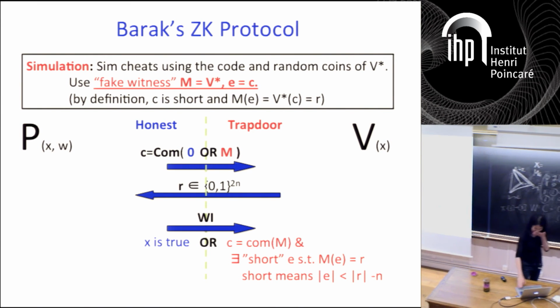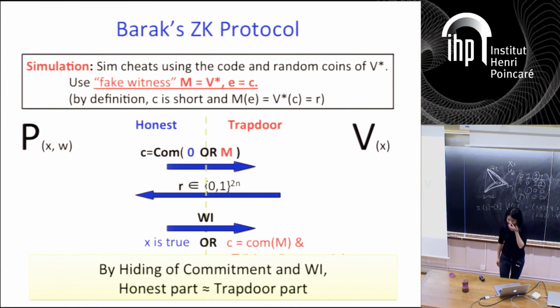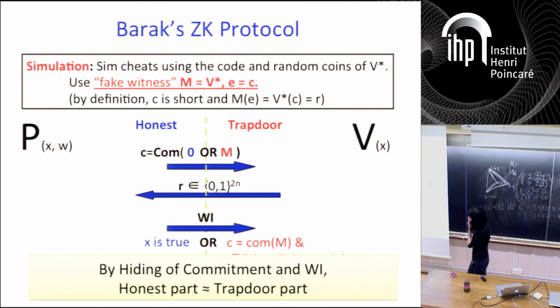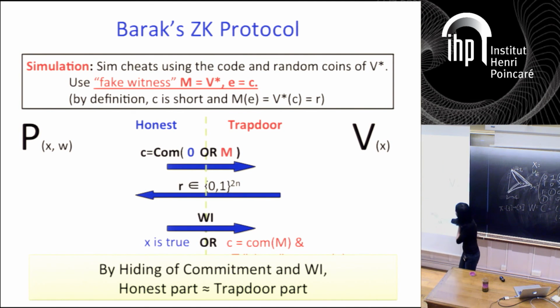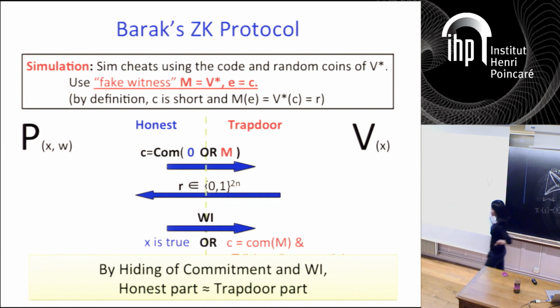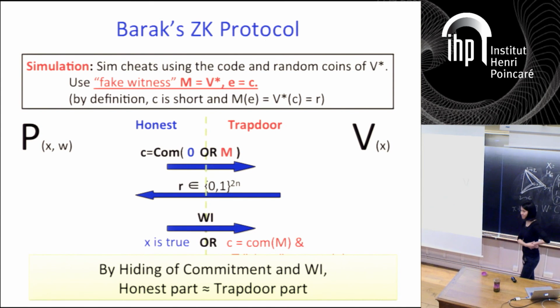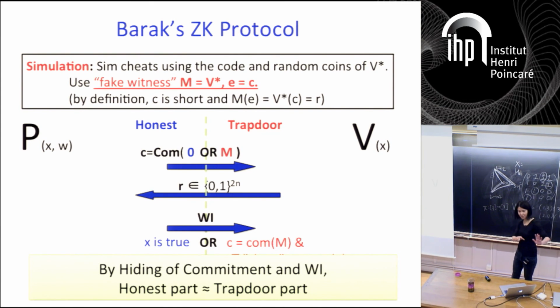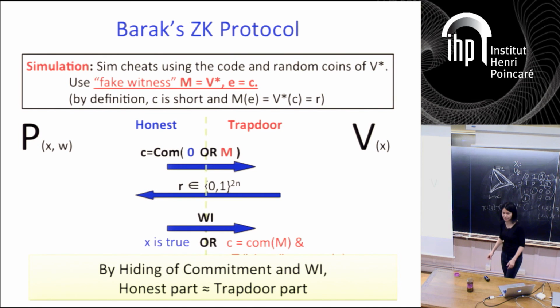Okay. All right, great. So why is this zero knowledge? It's exactly because the honest half and the cheating half are indistinguishable. Why? Because the commitment is hiding, so he has no idea whether it's committing to 0 or M. And on the other hand, WI makes sure that no matter which witness I am using for the same statement, the computationally bounded verifier cannot tell. So in other words, honest half and cheating half are indistinguishable.